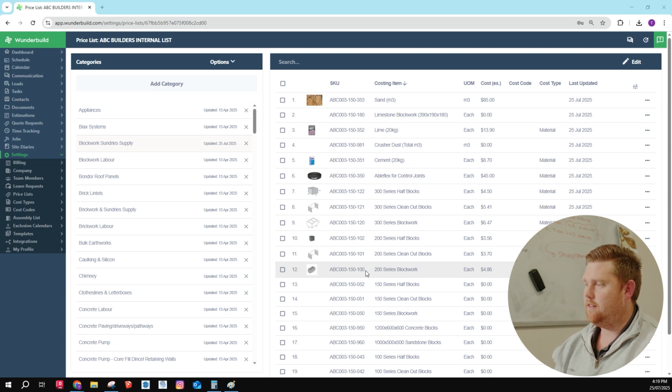What a SKU code does is helps us look at it and go, it doesn't matter where in the job, where in the category, or which category it's in for this particular project, I still want to know I'm only paying the same amount for this block no matter where it goes.